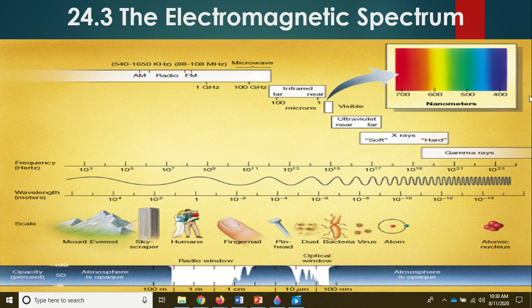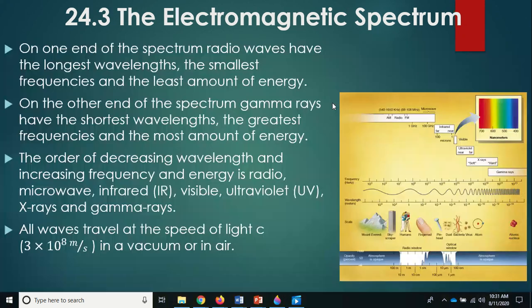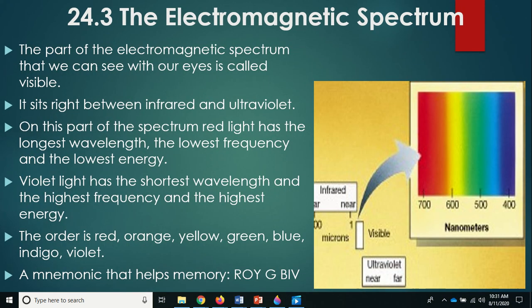Then on the other end, we've got the violet light, and that's right next to ultraviolet. So of the visible light, violet has the shortest wavelength, the highest frequency, and the most amount of energy. The part of the electromagnetic spectrum that we can actually see with our eyes is called visible. Astronomers actually call the whole thing light, so you might hear somebody talk about light energy, and they're talking about X-rays. You think, wait, you're not talking about light. No, everything to them is light.